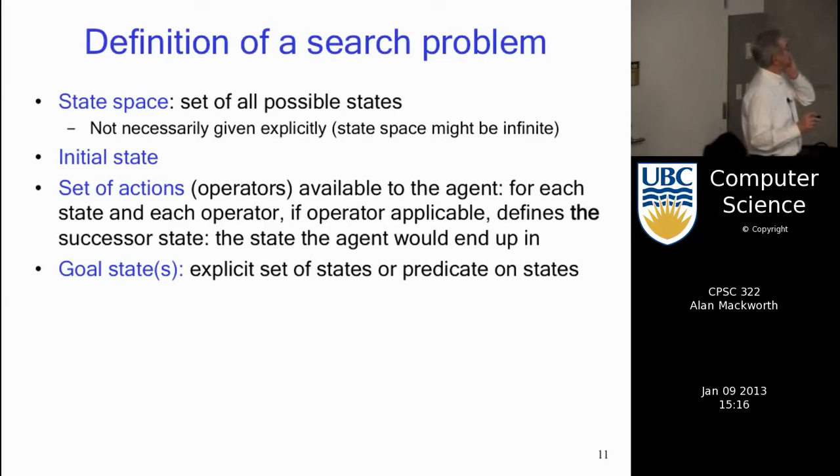The goal state is either an explicit set of states or it's a predicate on states, which says for any state it'll tell you either true or false, this is a goal state or it isn't a goal state.